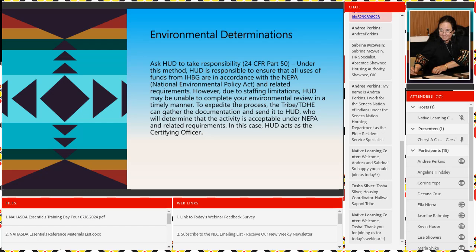Under this method, HUD is responsible to ensure that all uses of funds from block grant, your Indian Housing Block Grant, are in accordance with NEPA, the National Environmental Policy Act, and the related requirements. Due to staffing limitations, HUD may be unable to complete your environmental review in a timely manner. To expedite the process, the tribe, the TDHE, can gather the documentation and send it to HUD, who will determine that that activity is acceptable under NEPA and the related requirements. In this case, HUD will act as your certifying officer.